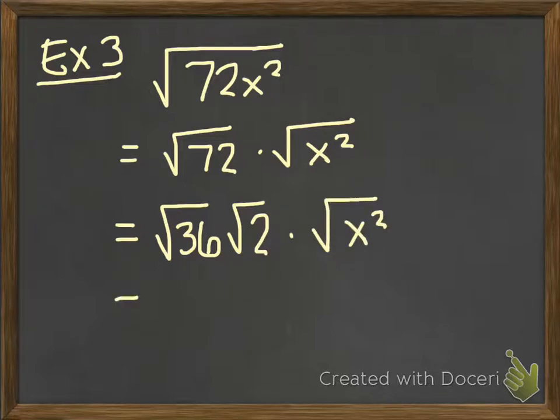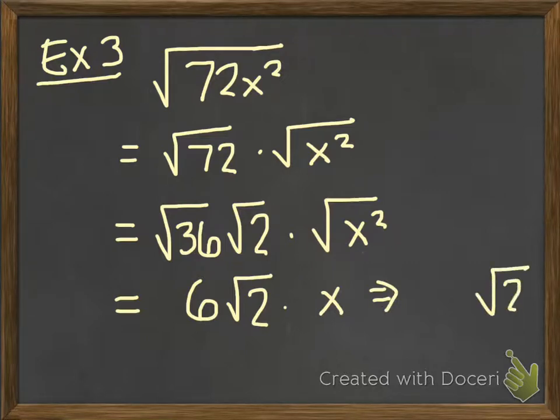Now simplified, the square root of 36 is 6, times square root of 2, and the square root of x squared is just x. Now what we're going to do is put the radical 2 at the end, and we'll take the 6 and the x and put that in front.